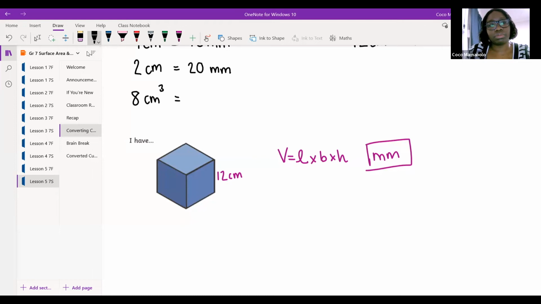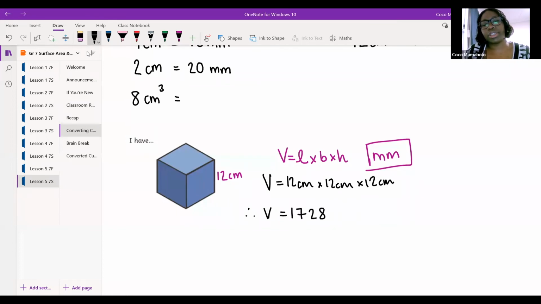Since we are doing volume and a cube is the same all around, it's 12 times 12 times 12. Excellent, good. 12 centimeters times 12 centimeters times 12 centimeters. Therefore, volume is, punch it into your calculator and give me an answer. It's 1,728. Good. And then add 3 zeros, and then we put millimeters cubed. Excellent. You did that so beautifully. Well done.